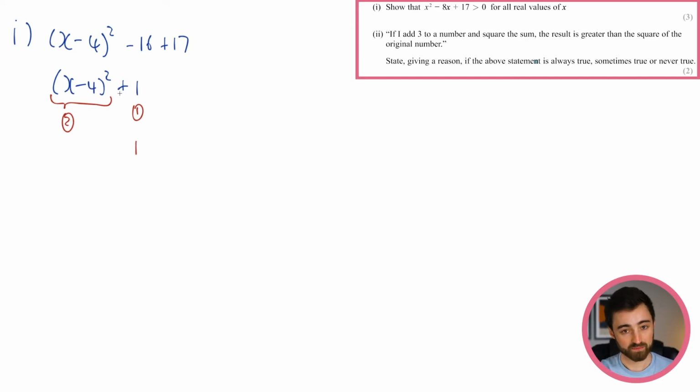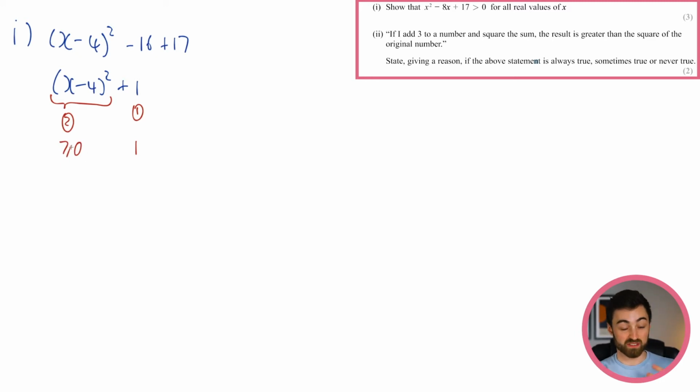This thing here, I don't care what's inside this bracket. What I care about is the fact that whatever is inside this bracket is then squared. So once I square it, can it ever be negative? No. Imagine the thing inside the bracket was minus 1 billion. Once I square it, it becomes positive. If it's positive 1 billion, once I square it, it becomes positive. So this can never be negative. In fact, the smallest it can be is 0, because if x was 4, you'd get 4 minus 4, which is 0, and squaring that still gives 0. So this thing has to be greater than or equal to 0.